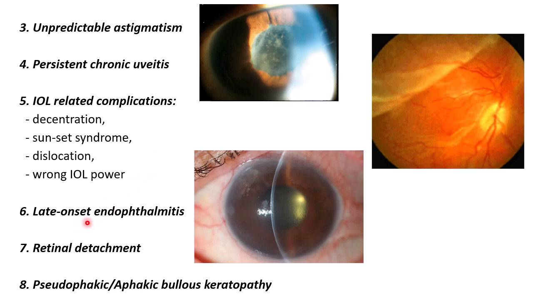Late onset endophthalmitis. We saw what endophthalmitis looks like. Retinal detachment. You see, this is the retinal detachment over here. This is the detached retina. And bullous keratopathy, pseudophakic or aphakic bullous keratopathy, is basically because there is too much endothelial damage that has happened during the surgery. So basically, this is the IOL over here, and look at the cornea. It looks like a ground glass appearance because it is thick and edematous. So that's pseudophakic bullous keratopathy.